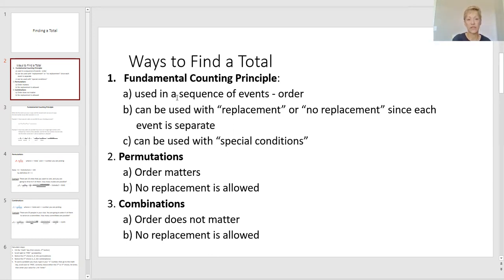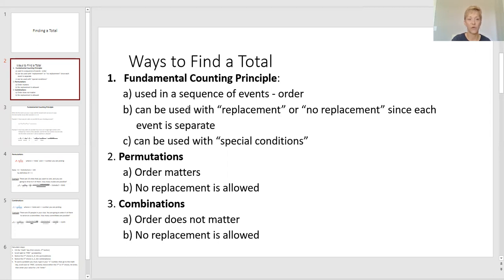Notice the difference between these 2. With permutations, it's really nice and sweet and quick, and order matters, but no replacements allowed. So once you use the number 4, you can't use that same number 4 again. Once you use the letter Z, Z's out. But the fundamental counting principle is more flexible. You can use it with replacement or without replacement. So whether you put the Z back or not, we can fix that with the fundamental counting principle. And another flexibility the fundamental counting principle brings to the table is you can use it with special conditions, like the numbers got to be even, or you can't repeat the A or something like that.